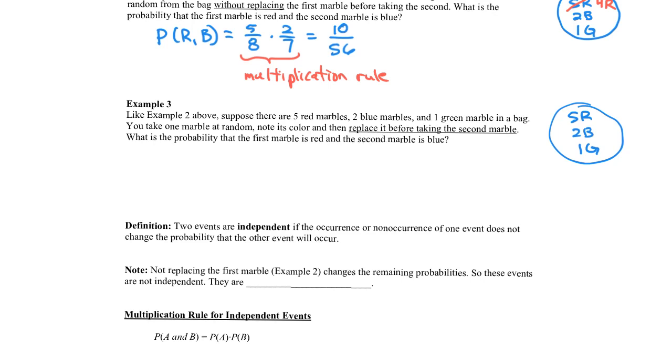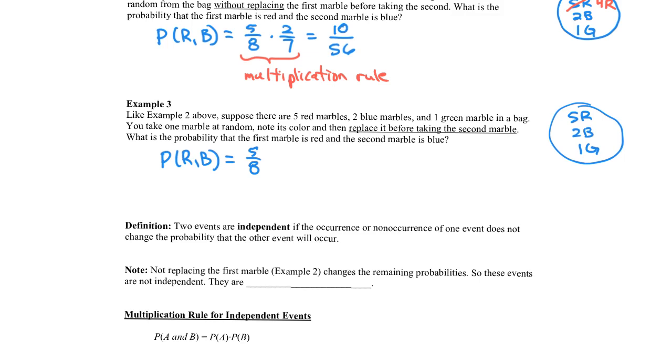So it's the same question. What's the probability that the first marble is red and the second marble is blue? So just looking at this, with this initial setup here, the probability that you pick a red marble is going to be 5 out of 8, just like before.